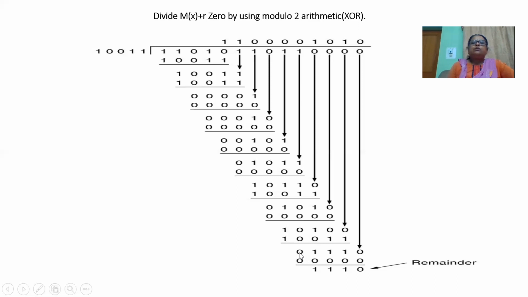First bit is 0, so we divide it 0 times. And multiplying 0 to generator, we get this. Output will be 0 because both inputs are 0, this is 1 because either input is 1. Either input is 1, output will be 0. Leave this bit. So we get remainder 1 1 1 0.